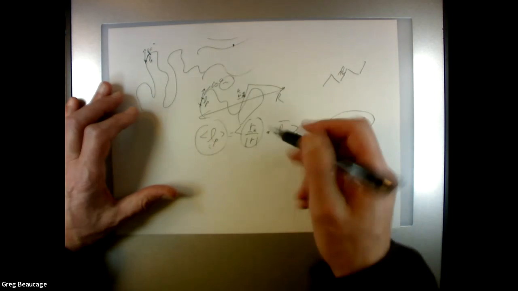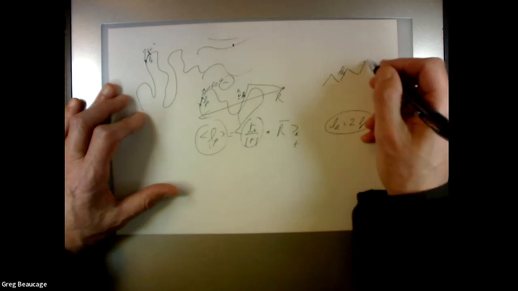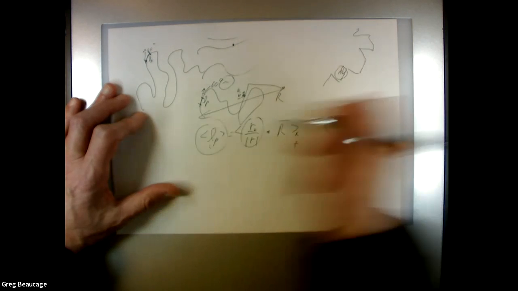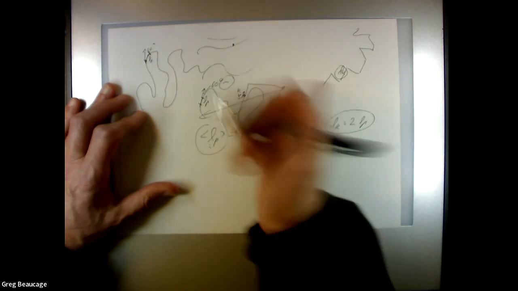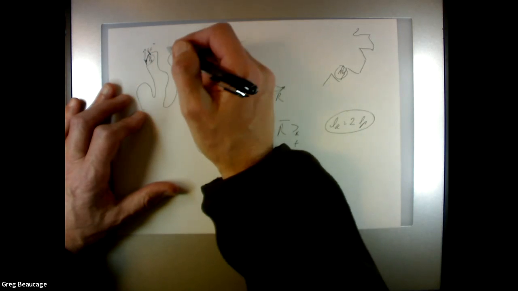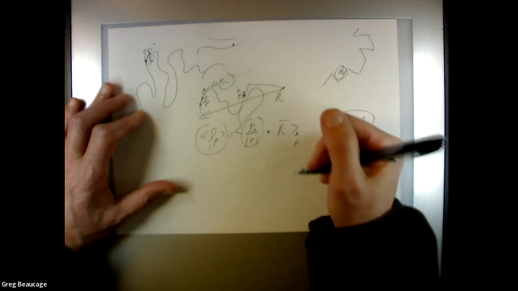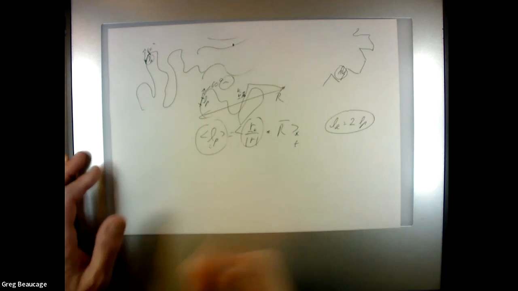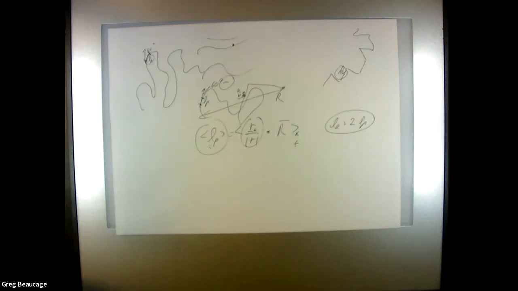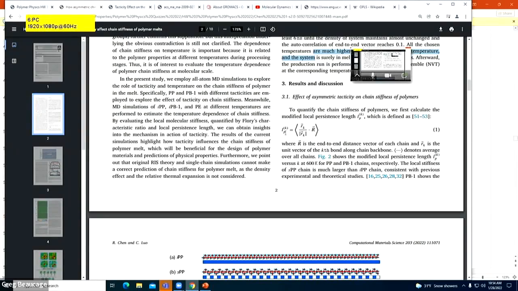So there are two different ways to talk about this. You could say the chain is actually a series of steps of some length, or you could say it's a continuous ribbon, and you just talk about the curvature of it. So L_P is going to measure the curvature. The Kuhn length is just this thing that is invented. Anyway, so it's that business. Let me go back over here. All right, so that's this thing.